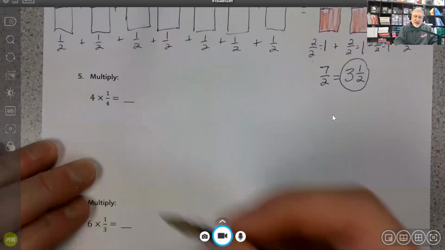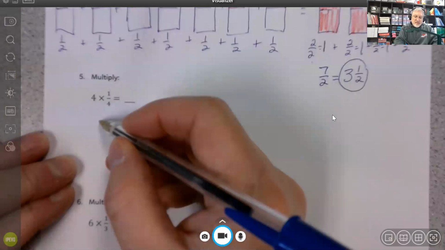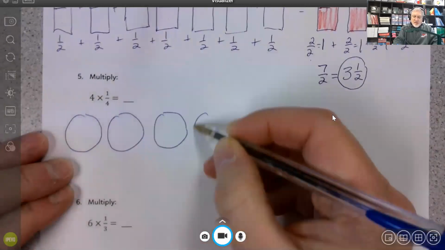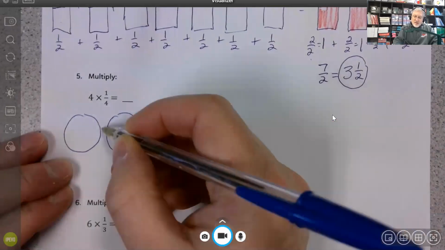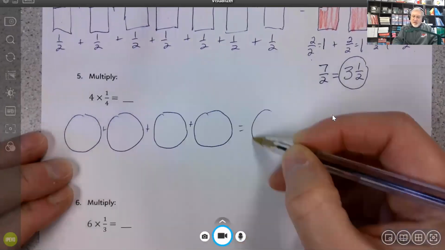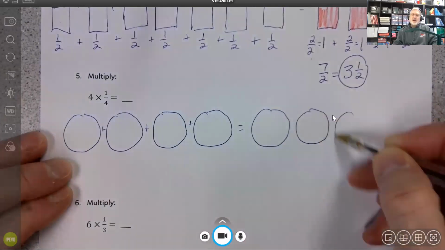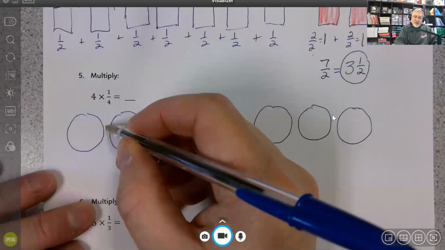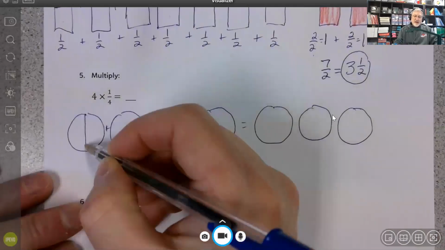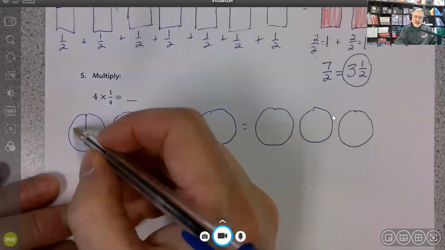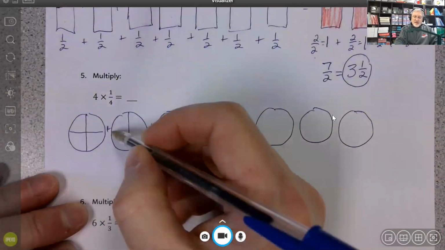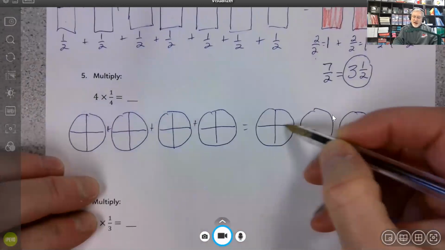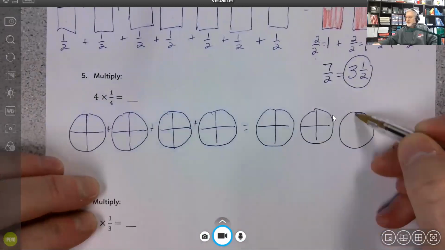And I'm going to go to my circle again. 1, 2, 3, 4. And I'm going to do 1, 2, 3, just in case I need 3. I'm not sure yet. All right, so again, it's fourth. So I know I can cut it vertically, horizontally, vertically, horizontally, and so on. And I can do the same thing with my answer, my product.